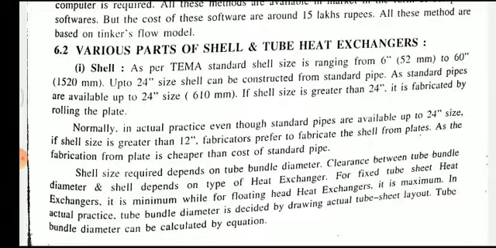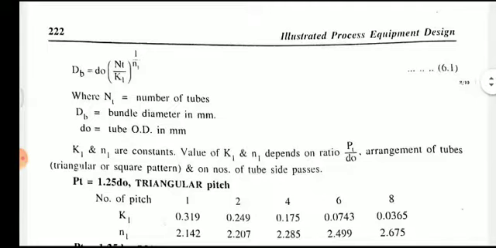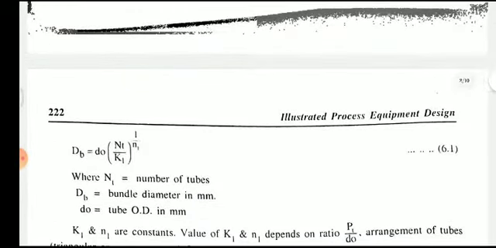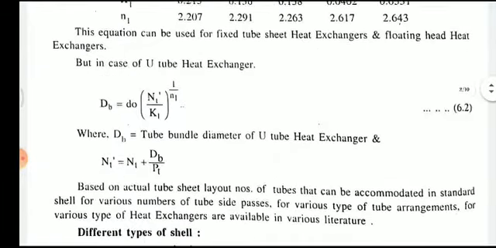So first, shell. The main part of the heat exchanger, you can say that it is the shell. It has some radius, some diameter, some thickness, okay, and it is fabricated to the head. The shell and the bundle diameter is given by this equation: dB is equal to d0 and t upon k1 raised to 1 upon n1.